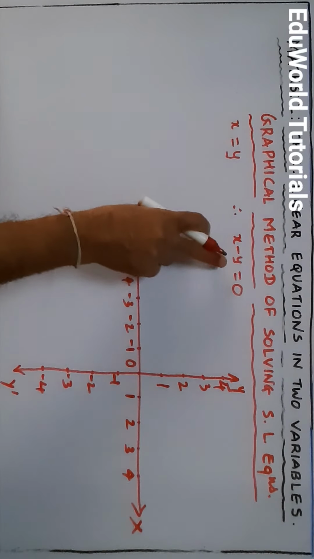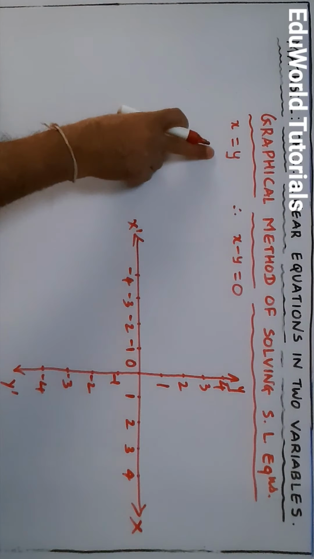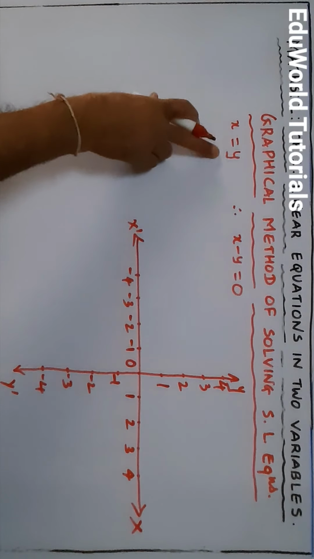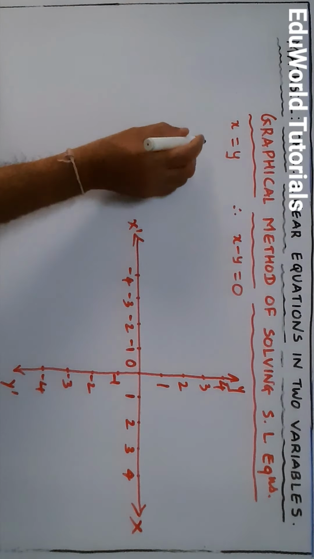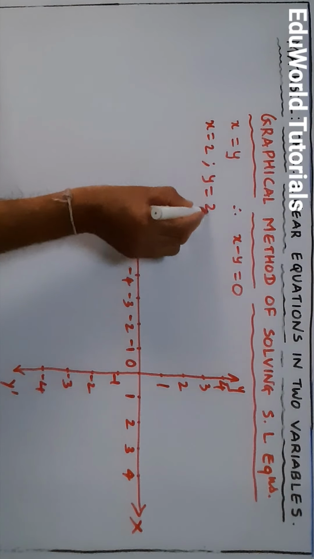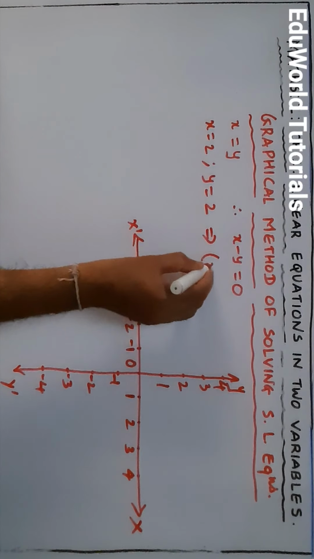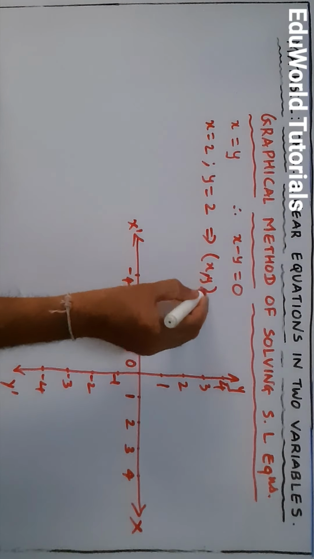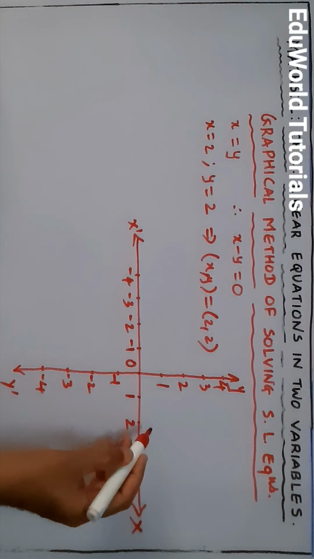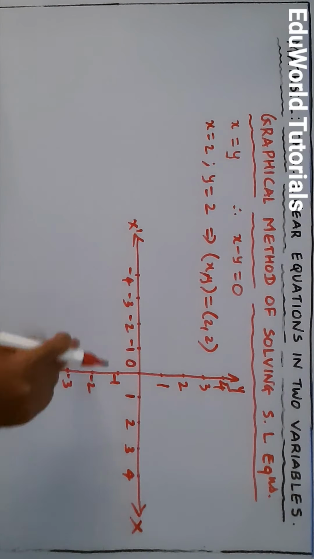Now we have to draw the graph of this line x minus y equal to 0, which is originally x equal to y. x equal to y means the values of x and y are both equal. Now if x is equal to 2, then y is also equal to 2. So what will be the point to be plotted? It will be (x, y) equal to (2, 2). And where will this point lie? It will lie in the first quadrant. This is the first quadrant, and consecutively the second, third and fourth quadrants.